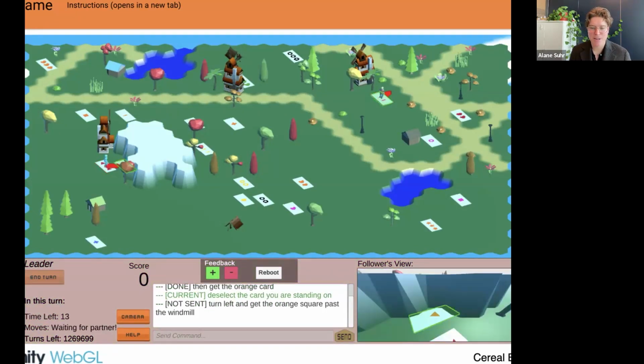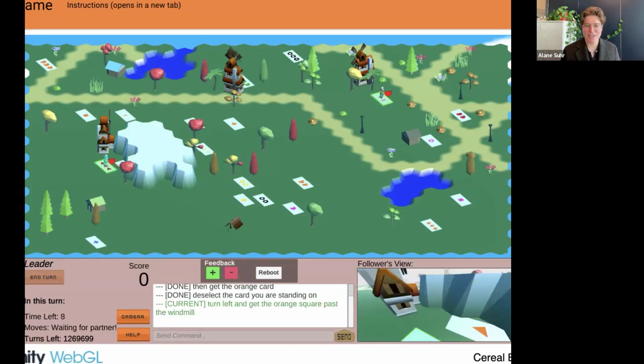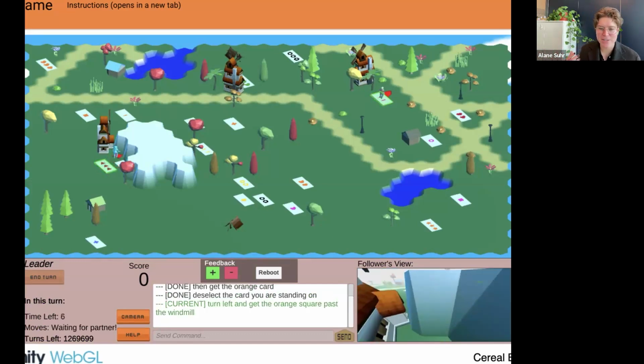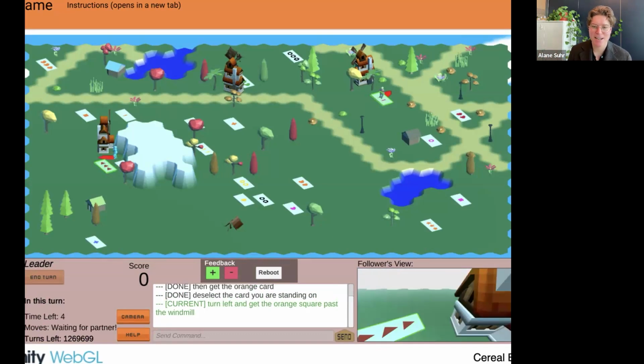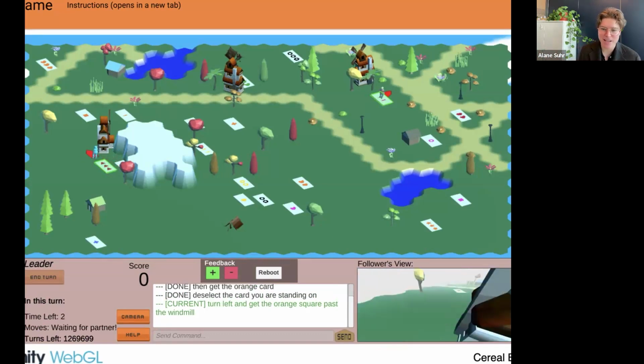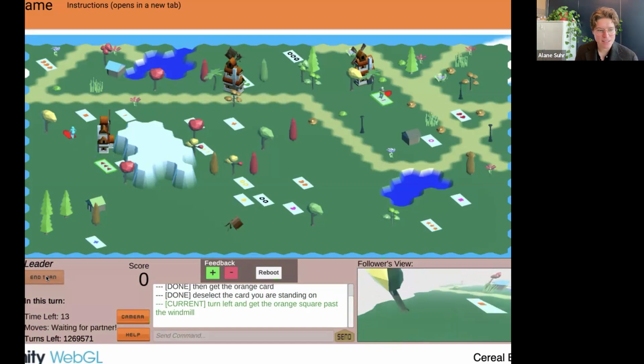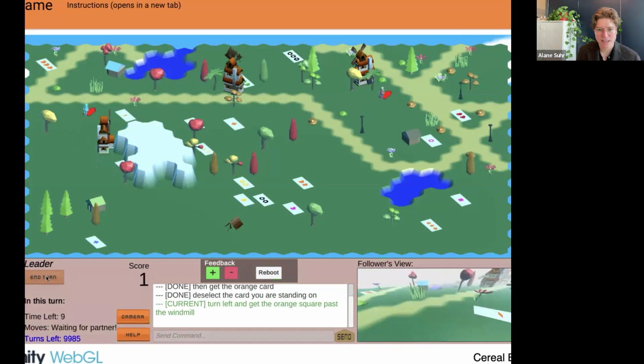So here the model has deselected the orange card. That's good. And it also made sure that the red triangles are still selected and is now turning around and going past this windmill. And then it gets the orange square, and we've earned a point for the set that we picked up.